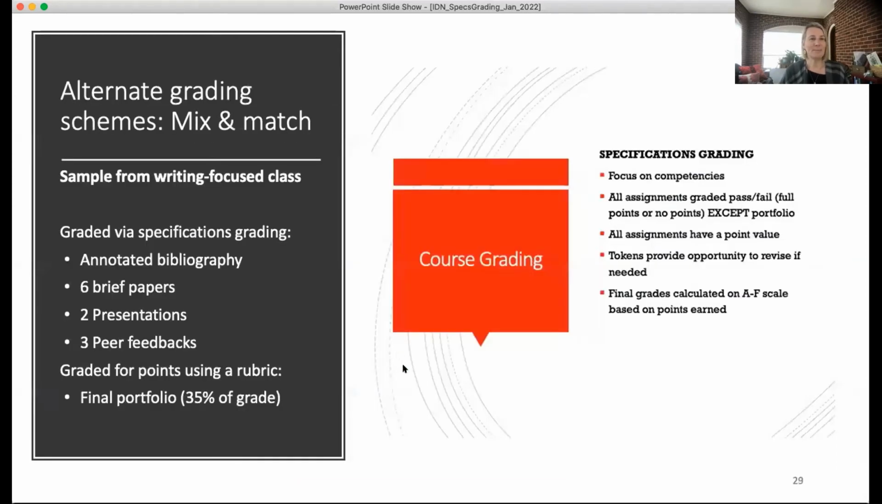You can also do mix and match for this. So this comes from a doctoral class that I teach. And this is one of those classes where I said I want them to do a lot of writing and I don't want it to be high stress. So there are a lot of smaller weekly assignments that are graded using the specs approach. And then there's a final portfolio, and that's graded based on points for 35% of the grade. So not everybody gets the same grade in the class, but every step along the way, if you're doing the work, you're getting the points for doing it.